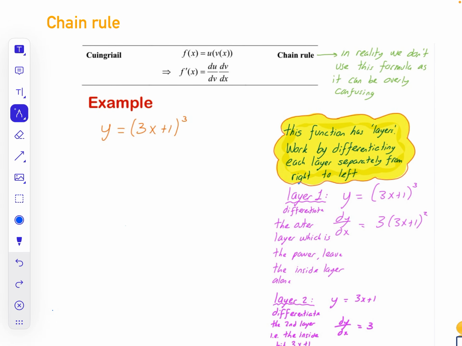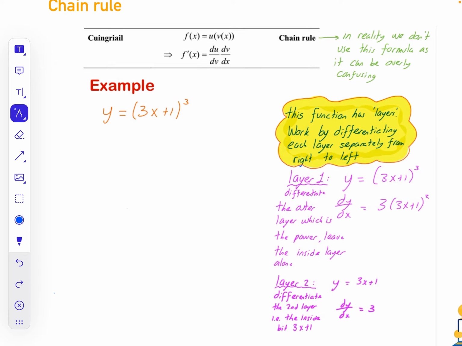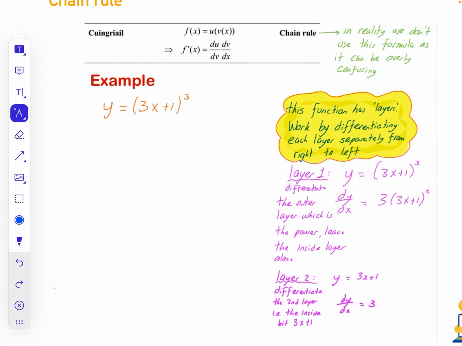So this is an example of a question where you have to use the chain rule, just what I've written there in the yellow. So this function has layers. Anytime you see a power, but when the power is over a bracket, we're also going to use the chain rule for trig functions, which we're going to come to at the end. So this function has layers. We're going to work by differentiating each layer separately from right to left. I've written down in pink there what I'm going to do.